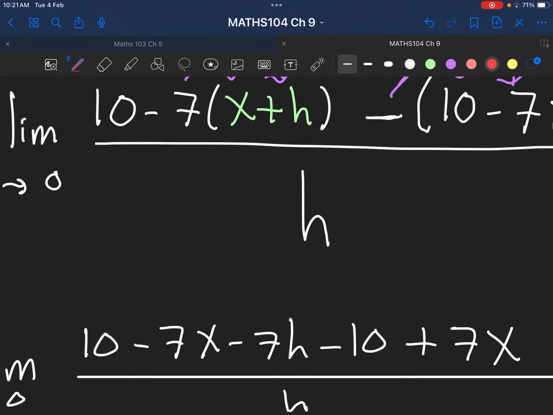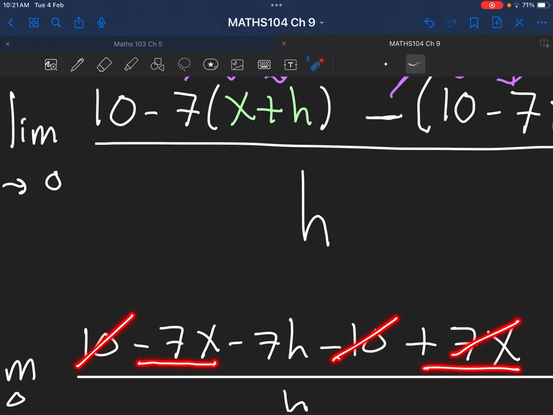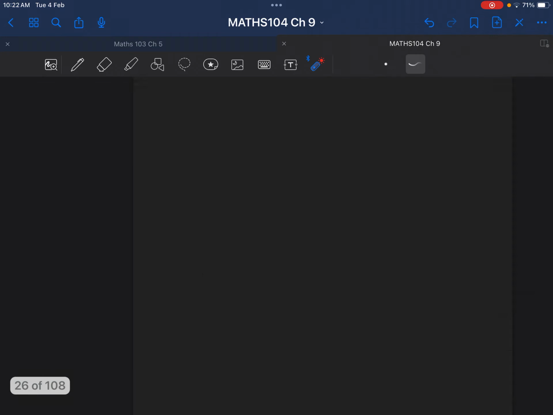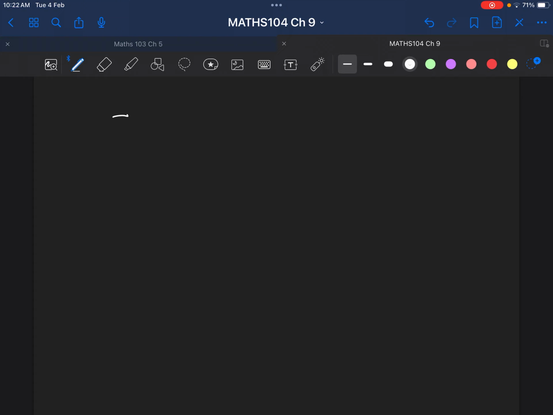Now, let's zoom in and look closely. Can you see we have 10 and we have negative 10? They will cancel each other. We have negative 7x plus 7x. They will cancel each other. The only term that will survive is negative 7h over h. So if we continue on the same thing, the final answer will equal the limit as h goes to 0.